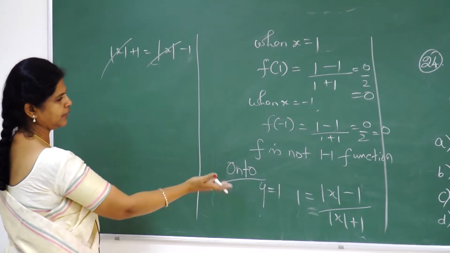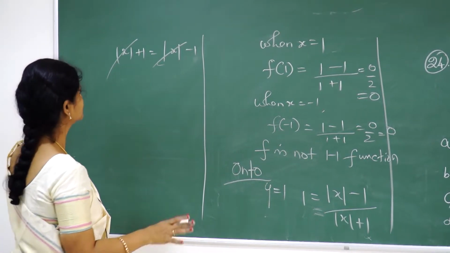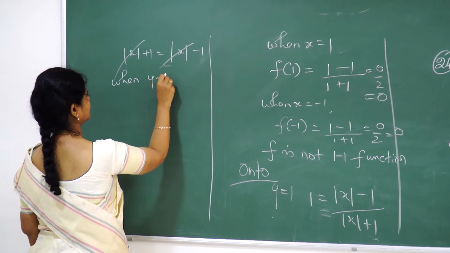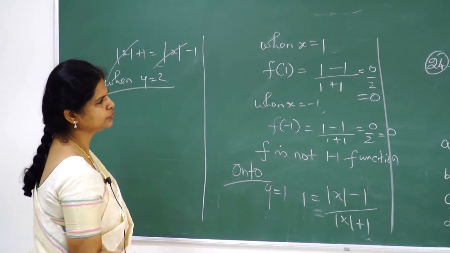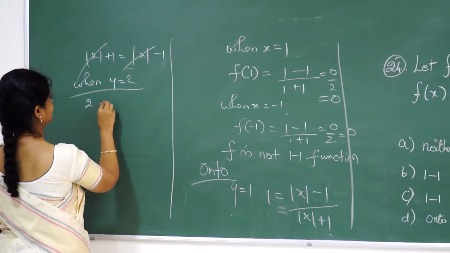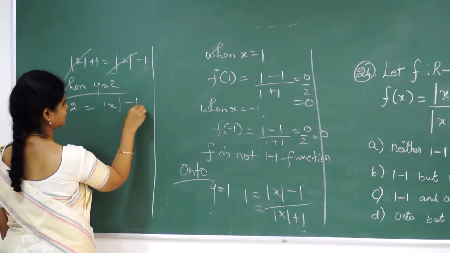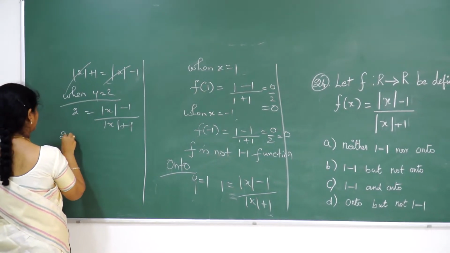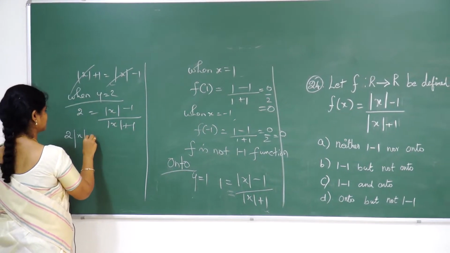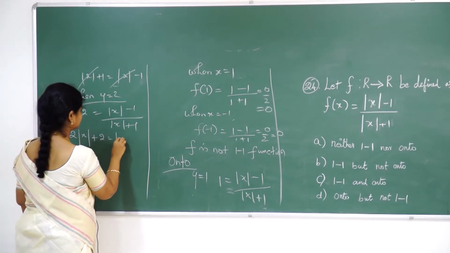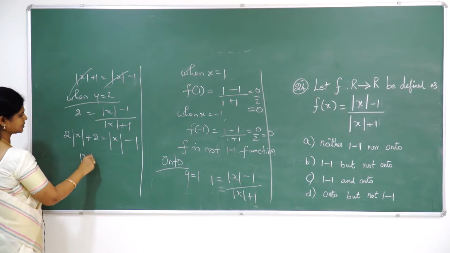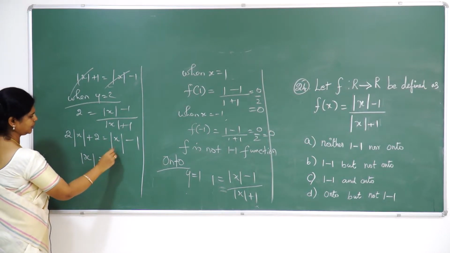So you can't take y equal to 1. For y equal to 1, no value exists. When you take y equal to 2, you get 2 equal to (|x| - 1)/(|x| + 1). Cross multiply, you get 2|x| + 2 equal to |x| - 1. So you bring this |x| here, and you get |x| equal to minus 3.